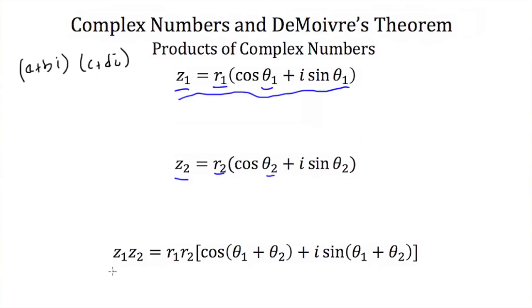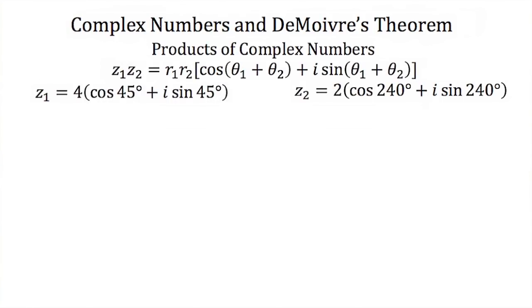So if we want to multiply z1 and z2, we just multiply their r values, and then inside the cosine we add the theta values. And then inside the sine we add the theta values. So let's multiply these two complex numbers in polar form.